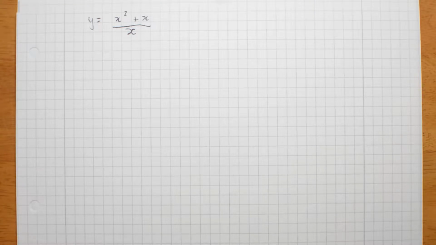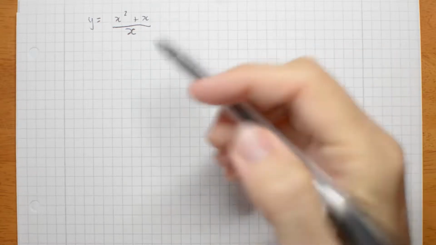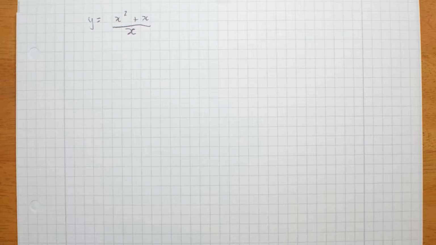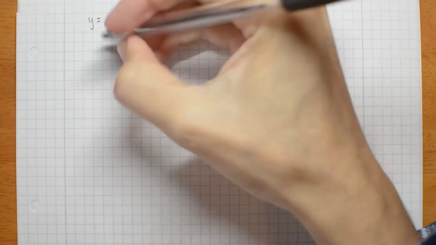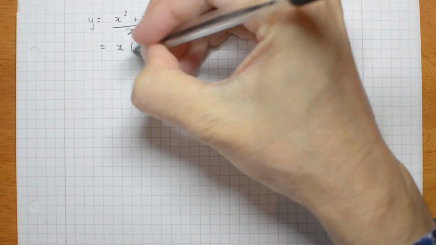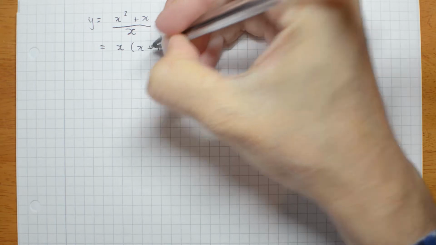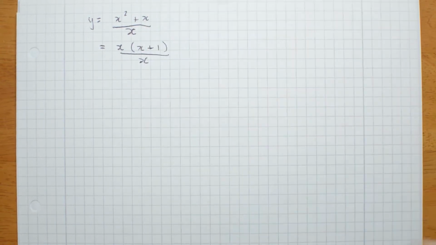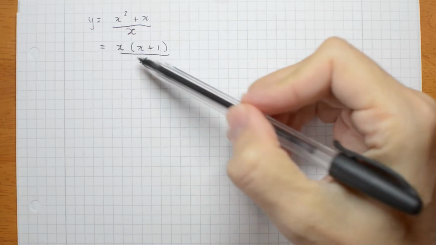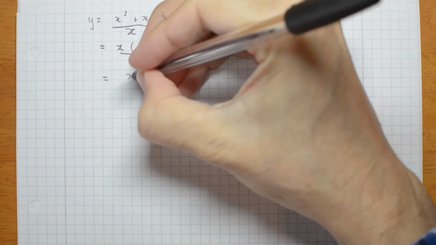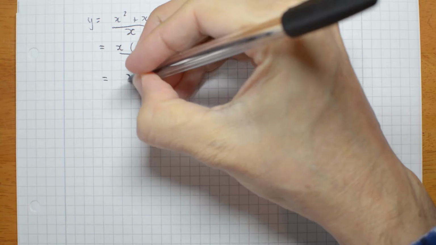So let's start with a couple of examples of why it's important to simplify first. For example, what if you have to try and sketch this? Well, first notice that there's x's in everything, so I'm going to be able to factorise. Let's go x plus 1 over x. This is x divided by x. I can cancel that out and end up with just x plus 1.